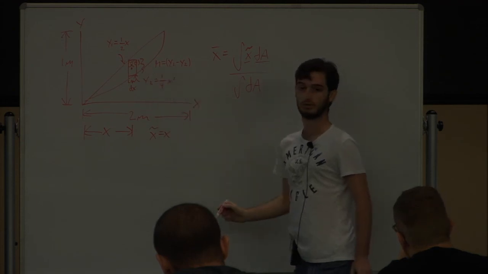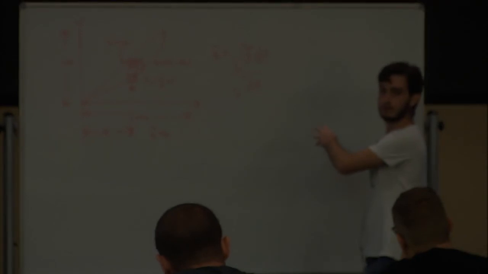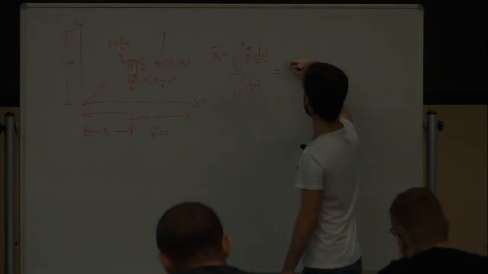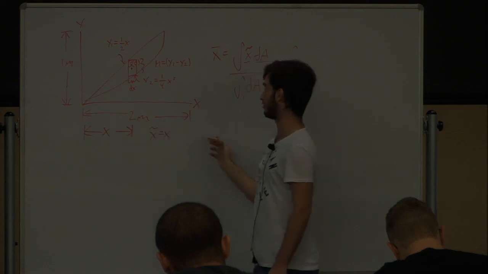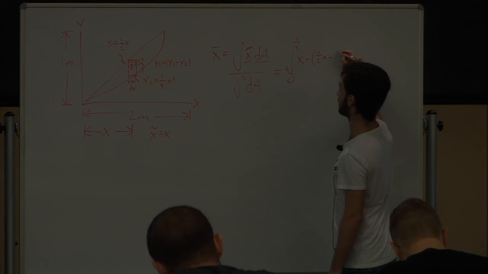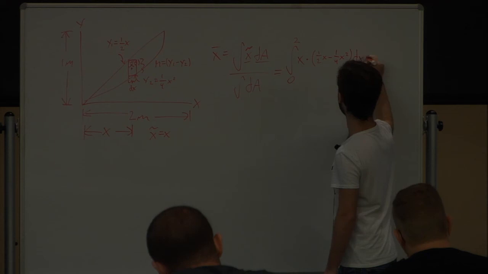So now just plugging them back in, since we're going to integrate with respect to x, our limits need to be from 0 to 2. The integral from 0 to 2 of x times (1/2 x minus 1/4 x squared) dx, over the integral from 0 to 2 of 1/2 x minus 1/4 x squared dx.